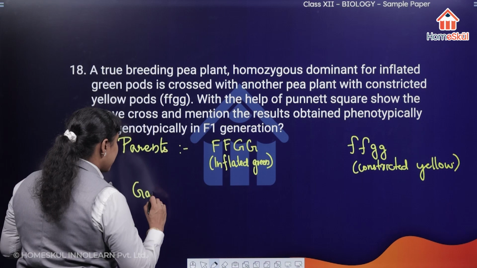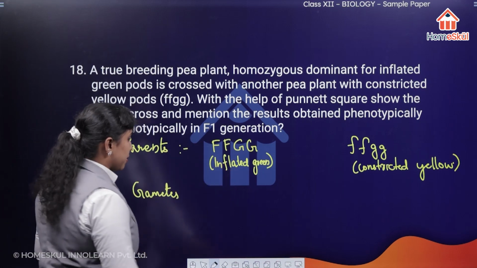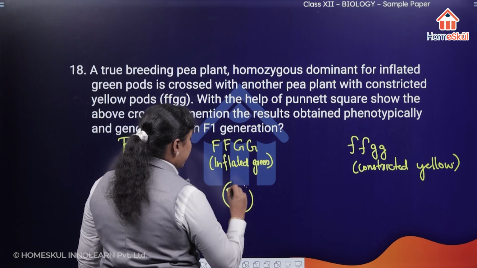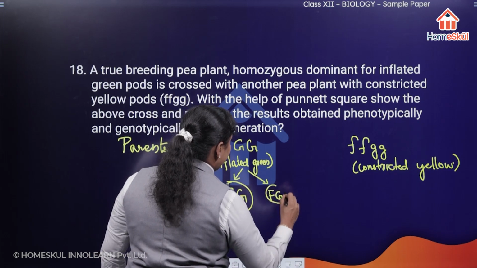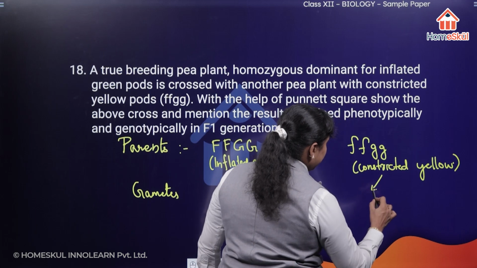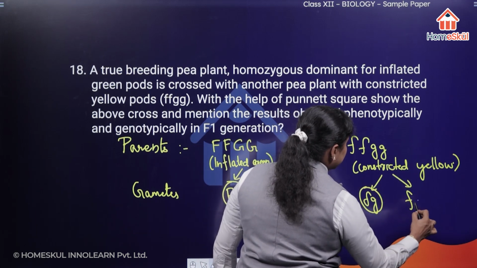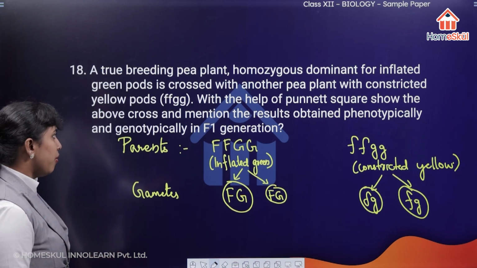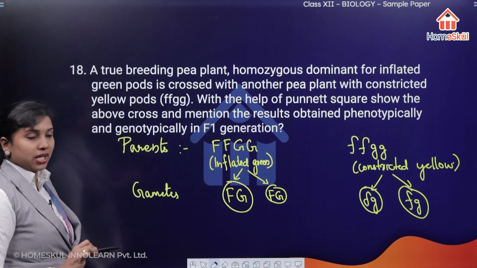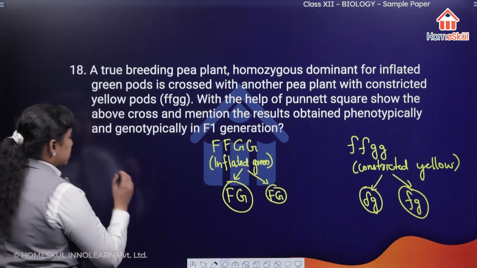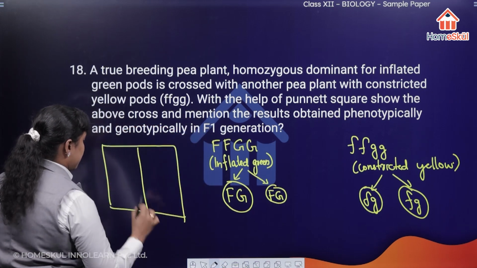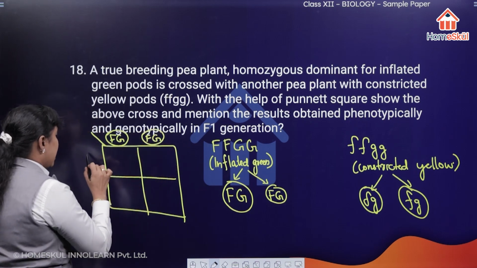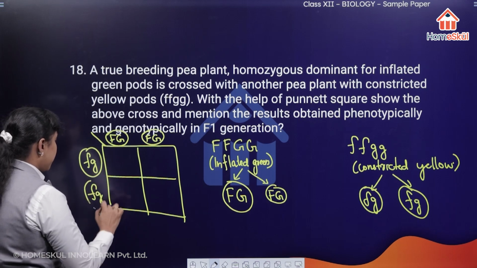And the gametes will be, here only one kind of gamete will be produced. We can represent it like this: Fg, only one kind will be produced here, Fg, here also Fg. And here small f, small g, and again small f, small g. Then, what is the question here? With the help of a Punnett square, show the above cross and mention the results obtained phenotypically and genotypically. So, let us draw the Punnett square here. One of the parents, let us write the gametes here, capital F, capital G. Here also capital F, capital G. And here small f, small g, and here also small f, small g.